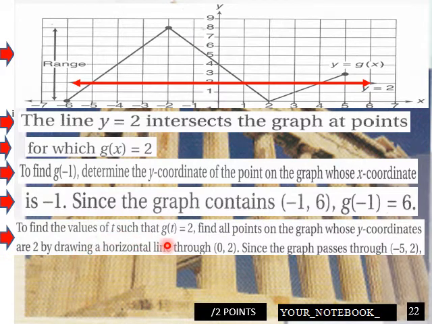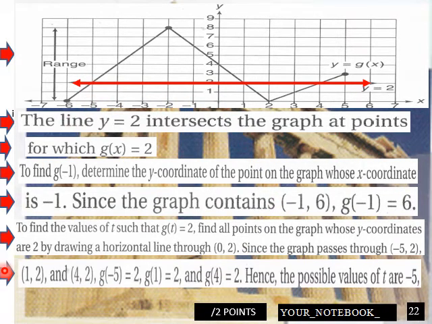To find a value t such that g of t equals 2, find all points on the graph whose y-coordinates are 2 by drawing a horizontal line through 0, 2. Since the graph passes through negative 5, 2, 1, 2, and 4, 2, g of negative 5 equals g of 1 equals g of 4 equals 2. Hence, the possible values of t are negative 5, 1, and 4.